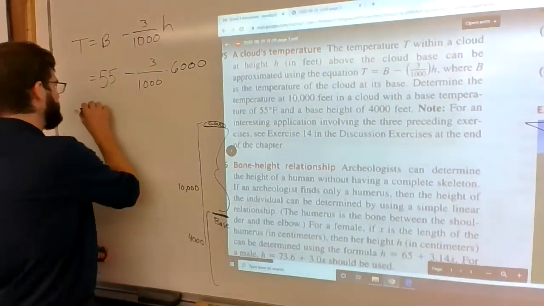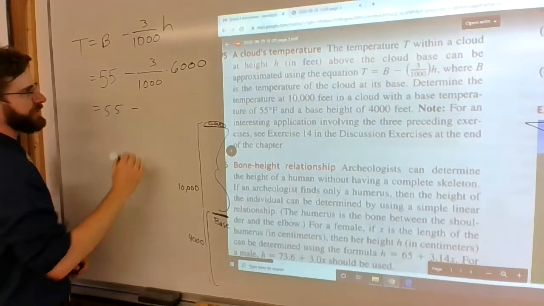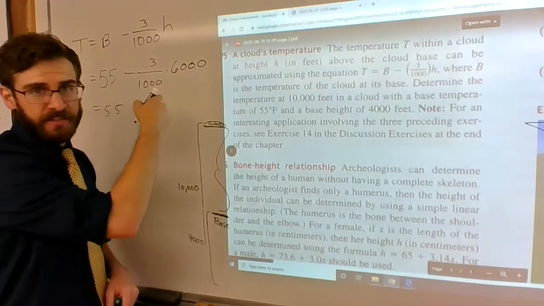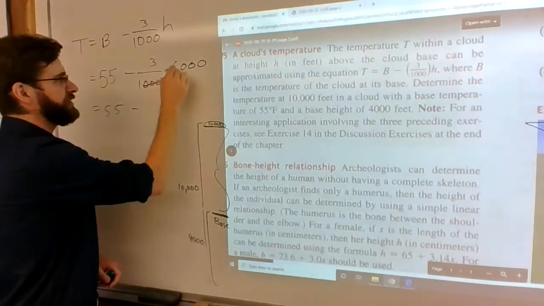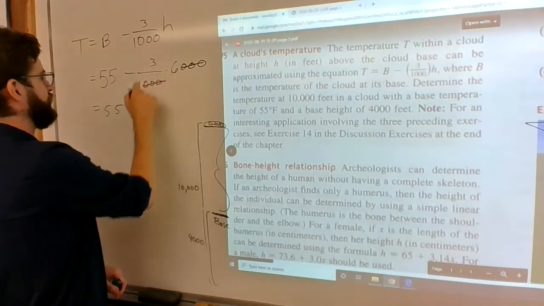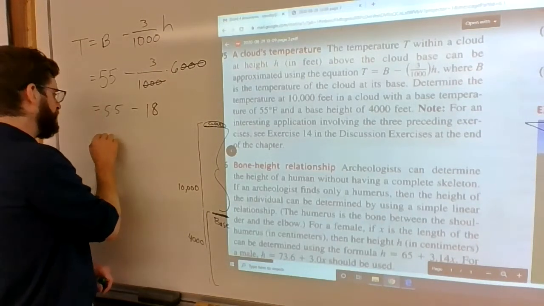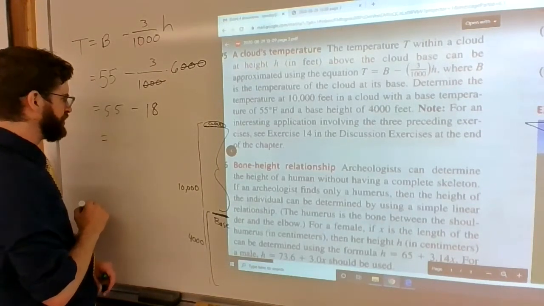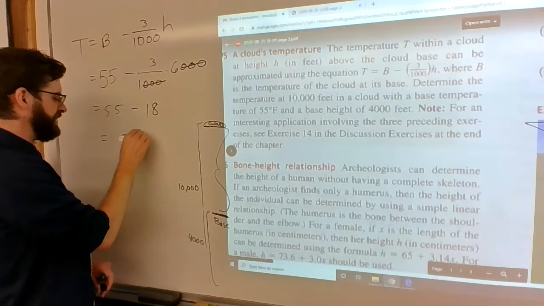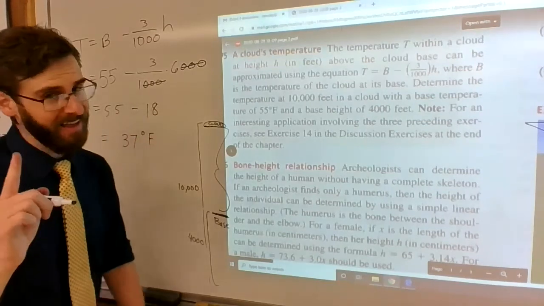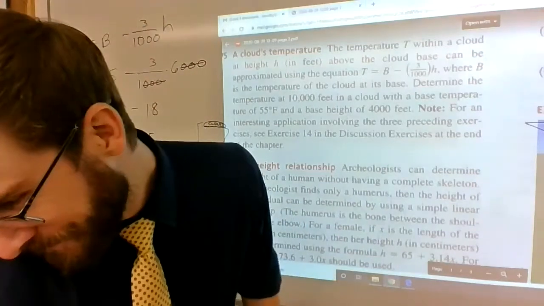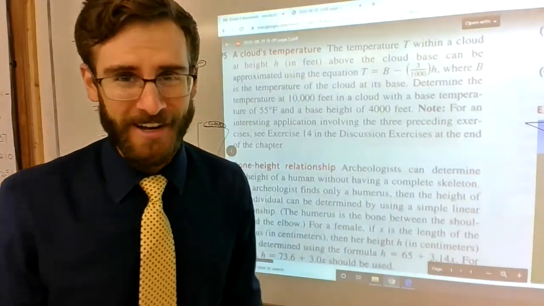So you got 55 minus... Well, the 6,000 and the 1,000 should cross-cancel just to give you 6. So 6 times 3 is 18. So it should be 55 minus 18, which gives you 37 degrees Fahrenheit. I want to check this out. All right, great. We got it.